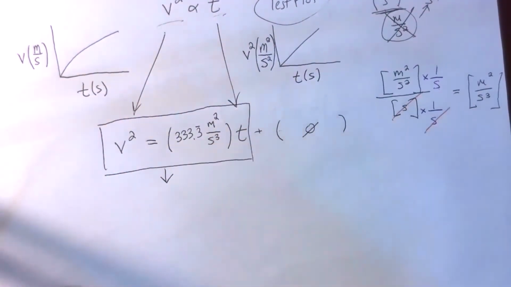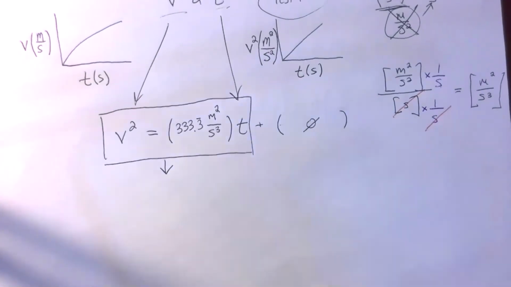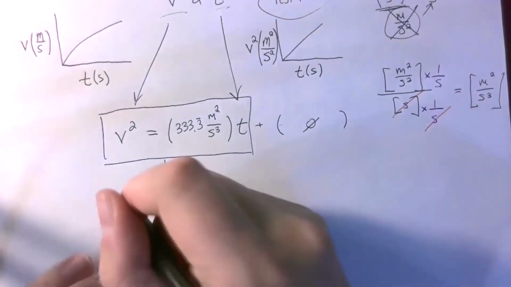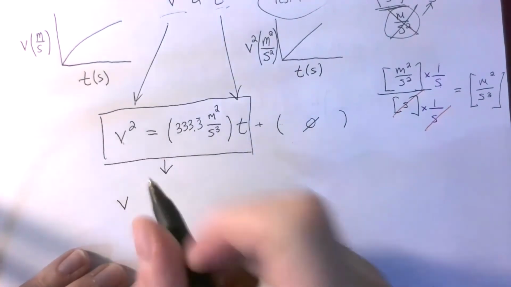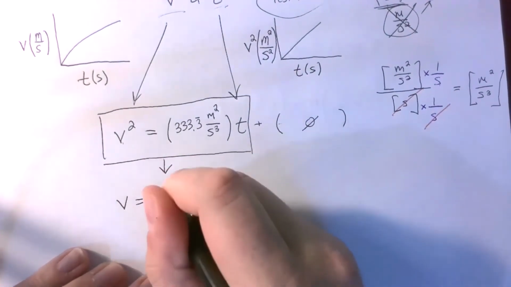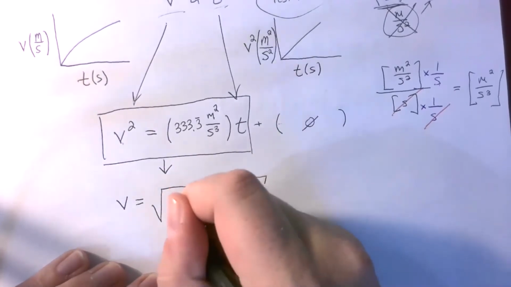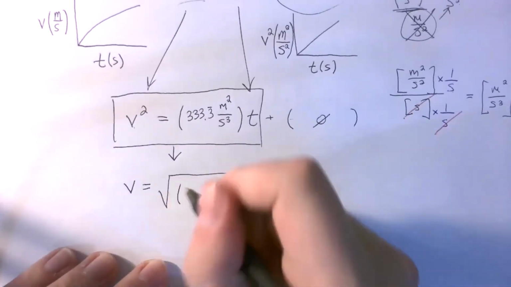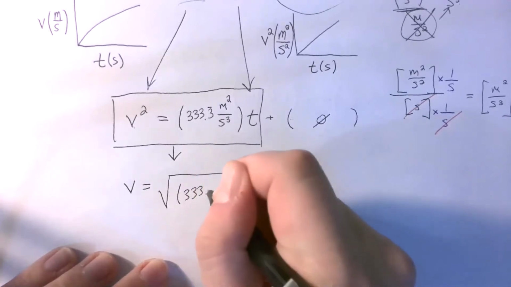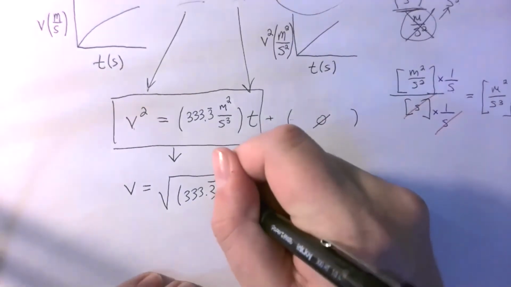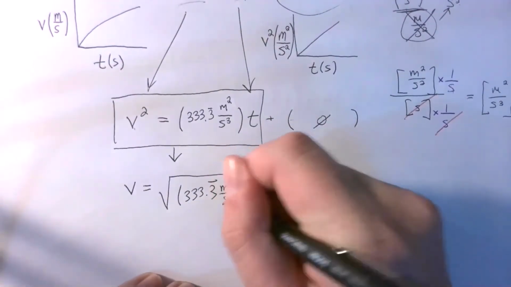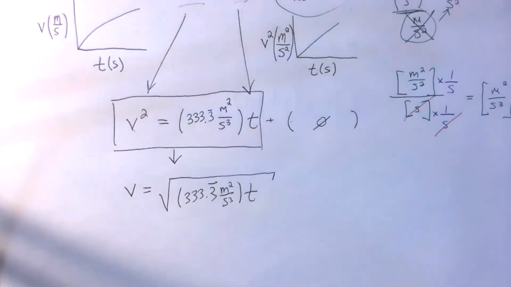But if I want to check to see that that equation actually goes through all of my points, you have to solve this for v. And so what I do is I square root both sides. And so under the square root, I have 333.3 repeating, units are meters squared over seconds cubed, times t. So let's see if this equation works.